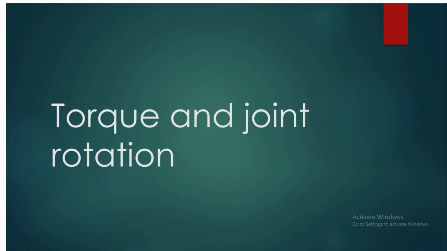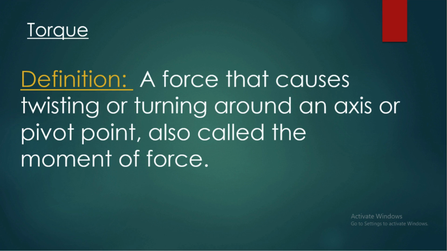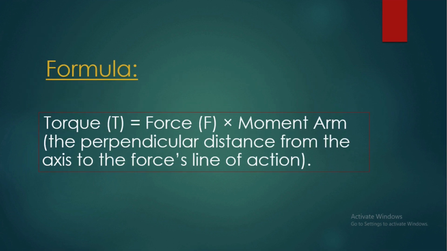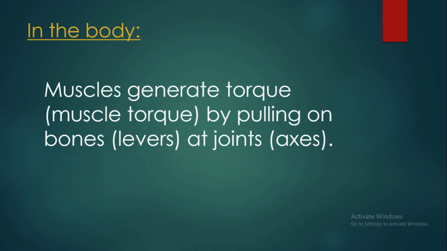Torque and joint rotation. Basically, torque is a force that causes twisting or turning around the axis of a joint, also called the moment of force. The formula for torque is force times moment arm, basically the perpendicular distance from the axis to the force.